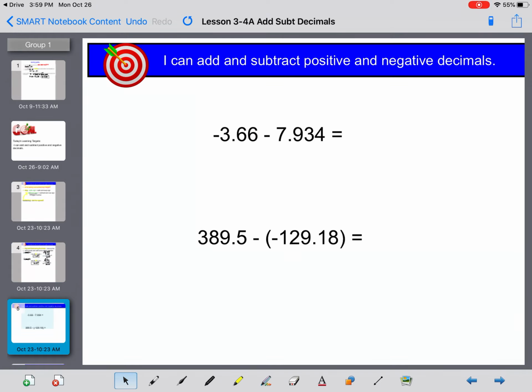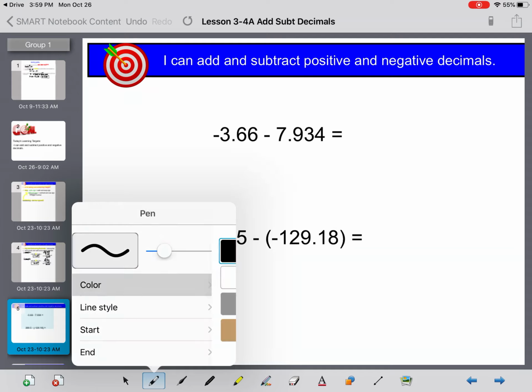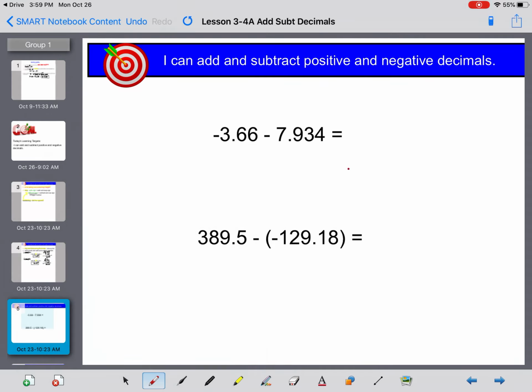These are two examples of subtraction. Some of you might prefer to just change subtraction to adding the opposite by rewriting negative 3 and 66/100 plus, then the opposite of this is negative 7 and 934/100. Others of you might prefer to squeeze in plus negative 7 and 934 thousandths.